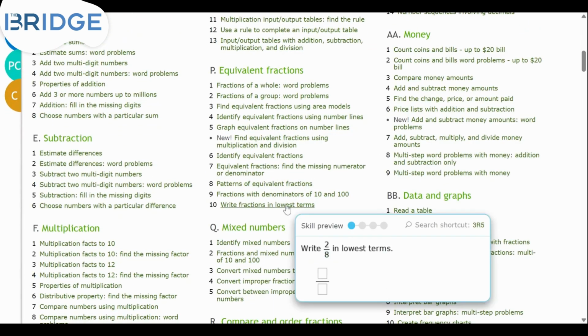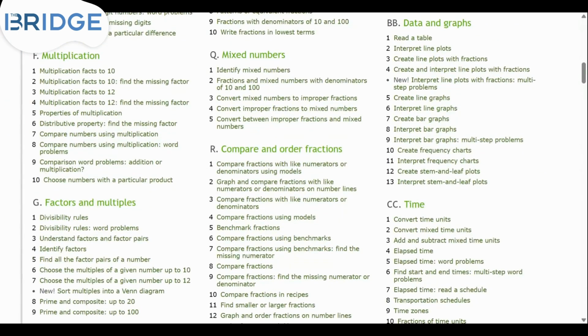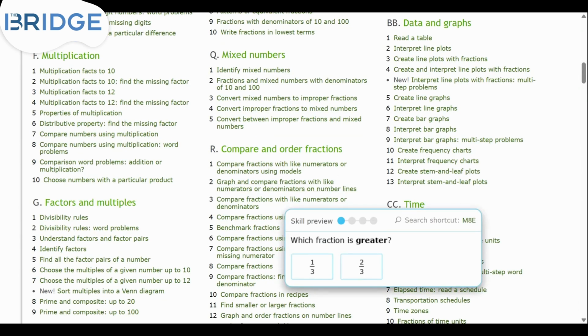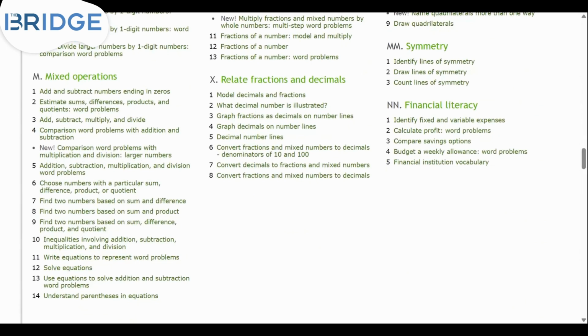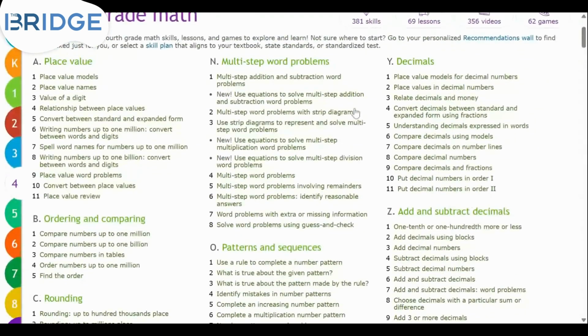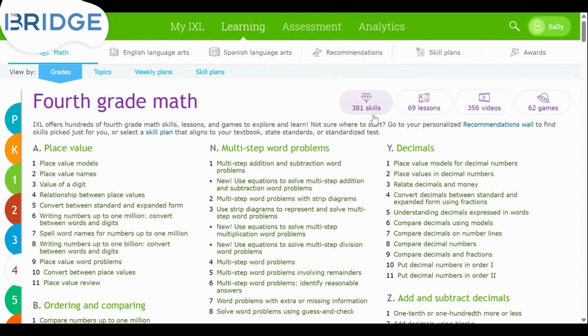You can put your icon over and see, oh, that's what that's about. We can come in here and say, ooh, that's what this is about, all the way down the list. You can see there's a lot of 4th grade curriculum that you can get for your math. But notice here at the top, we have 381 skills, 69 lessons, 356 videos, and there's 62 fun games. Games. There are games. Can we look at games? We can look at the games.